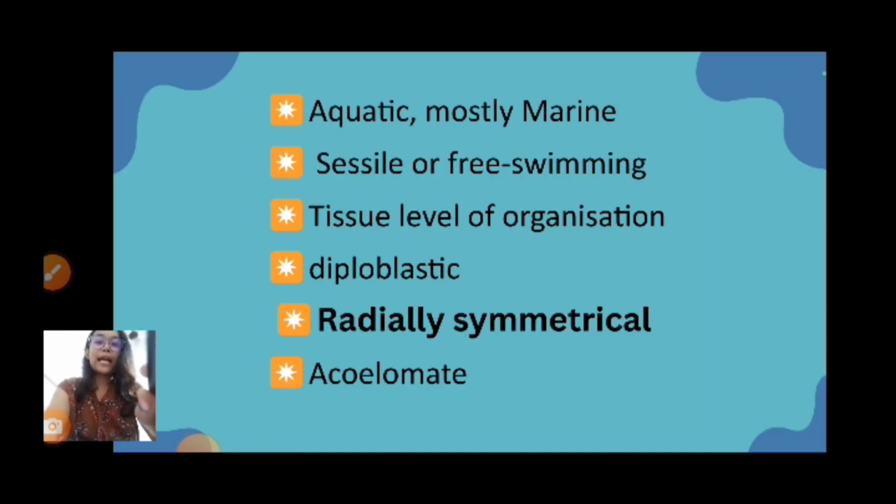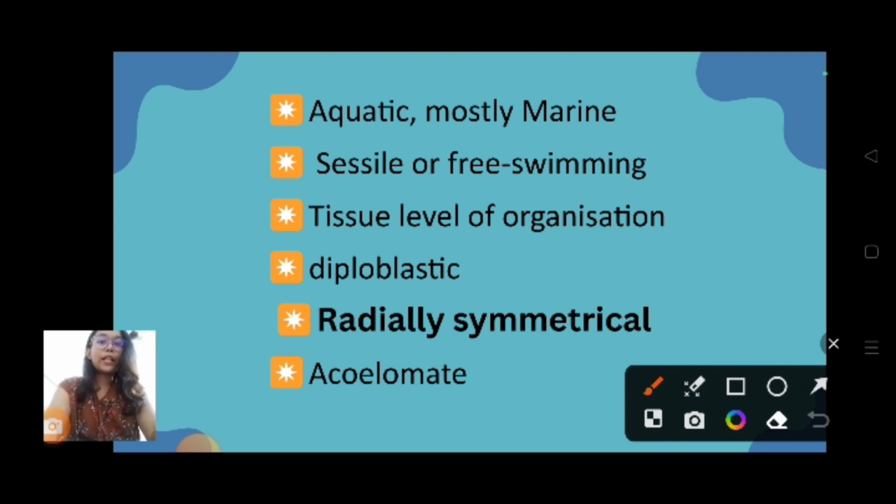So let's see some characteristic features of it. The first point, it is saying they are aquatic. Okay, so they live in a watery environment. Mostly they prefer the marine environment, not the freshwater environment. Is it clear? Some of the Coelenterata are sessile, means they are attached to the substratum. They can't move. They are non-motile. But some are free swimming, means they are motile. Some are non-motile and some are motile.